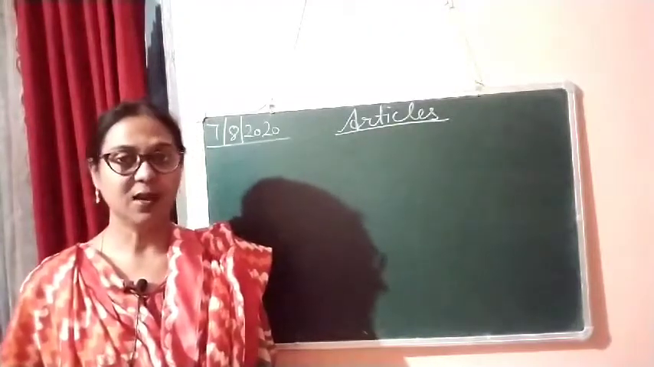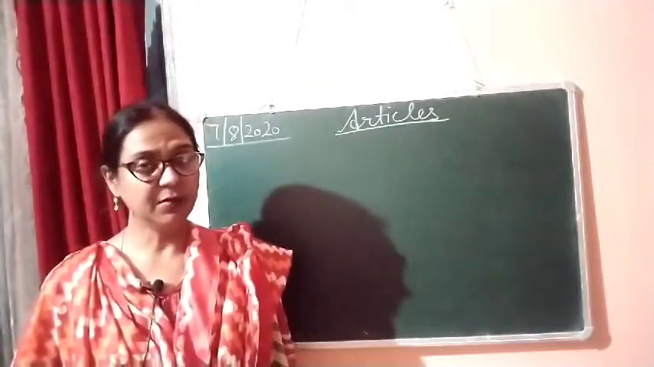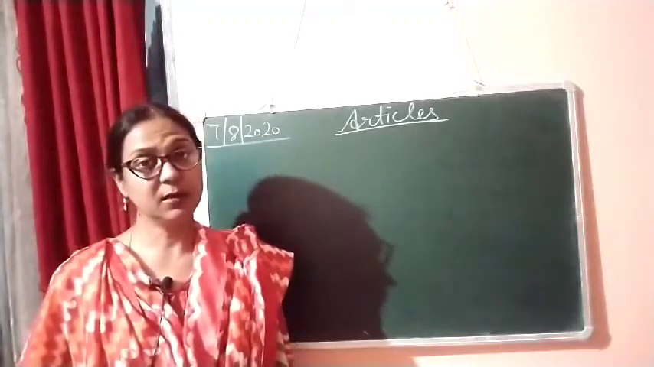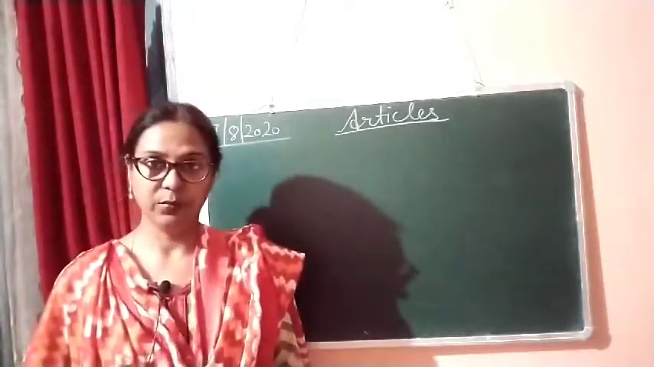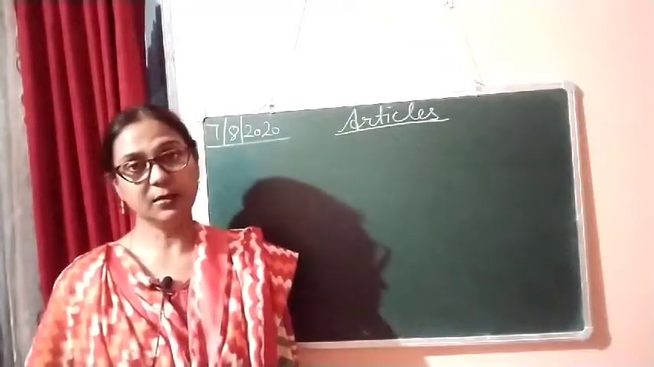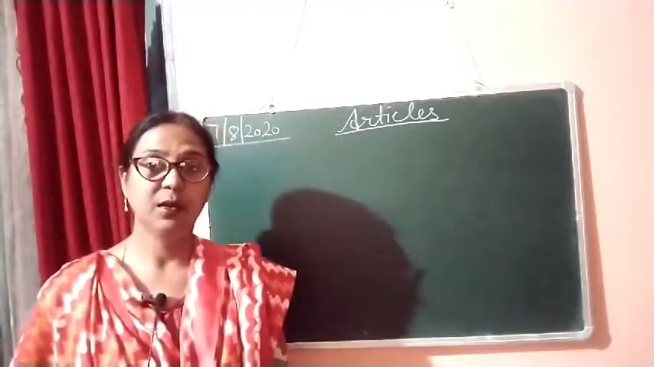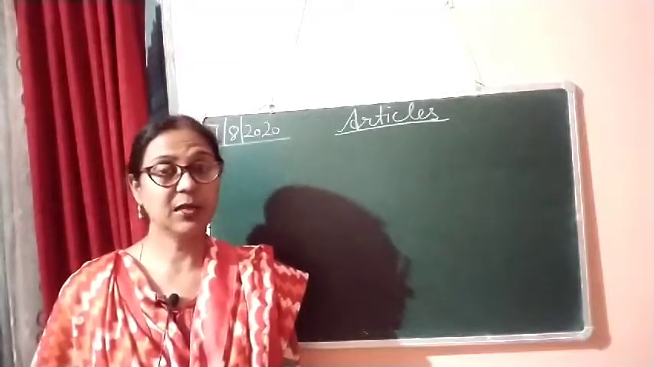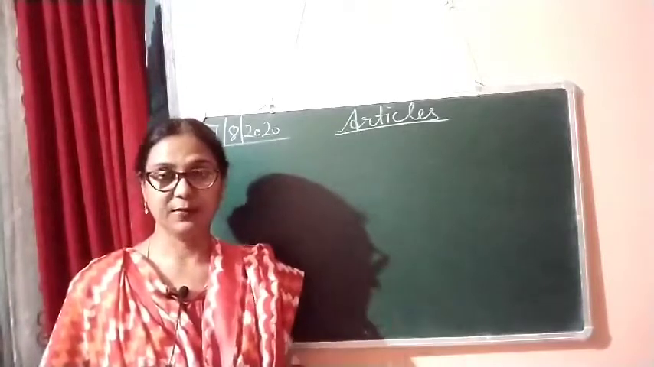Today we are going to start a new concept, that is articles. As we discussed yesterday, determiners are placed before the noun. There are 6 kinds of determiners: articles, demonstratives, possessives, distributives, quantifiers and interrogatives. Today we are going to start with articles.